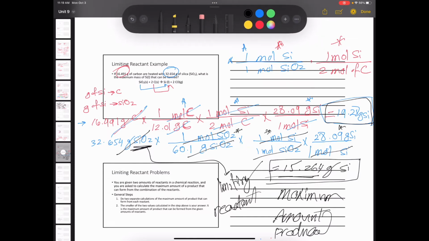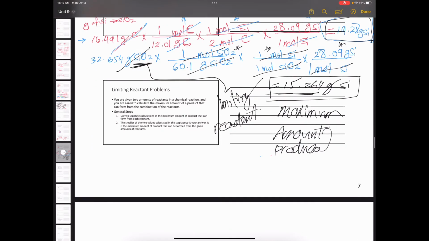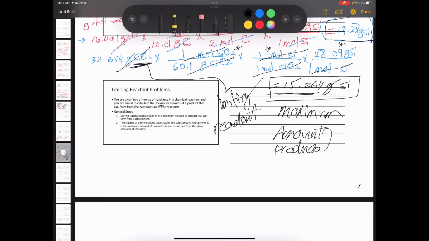So a limiting reactant, well, how to find out what is, and if you're doing a limiting reactant example or problem or not. First, you're given two amounts of reactants in a chemical equation, just like what we did earlier with the silicon oxide and the carbon. And you will be asked to calculate the maximum amount of the product. So the moment that you see I'm asking about the maximum amount of product, you should think of the limiting reactant calculation, similar to what we did.